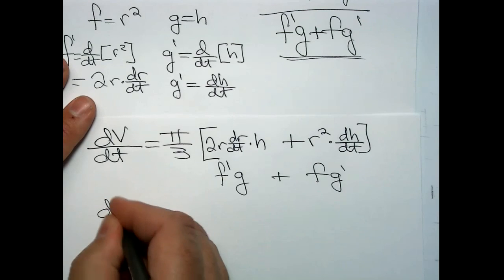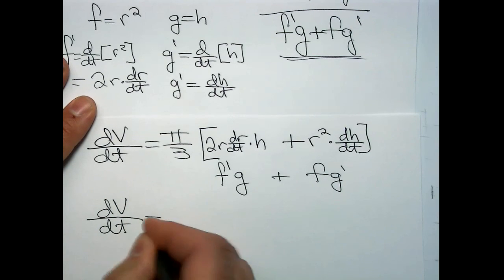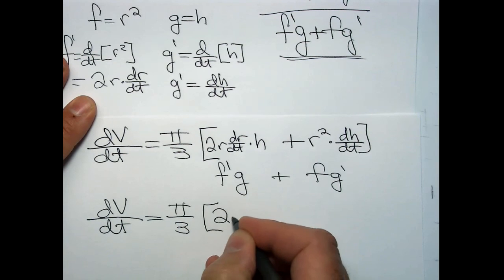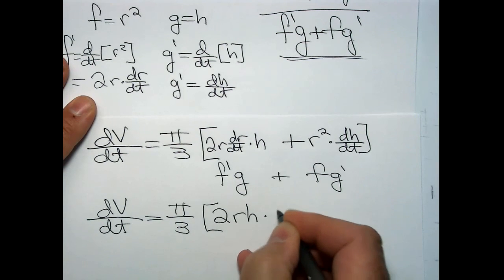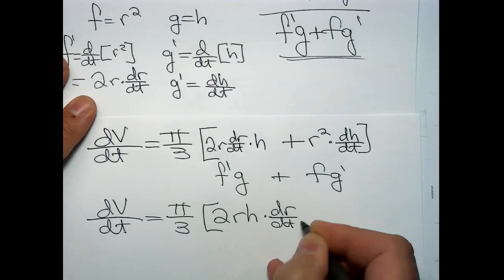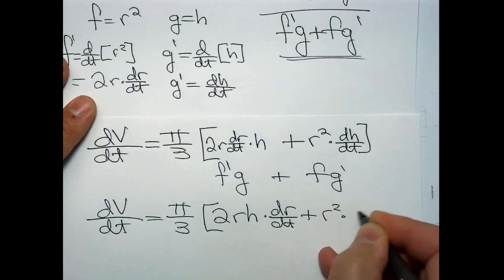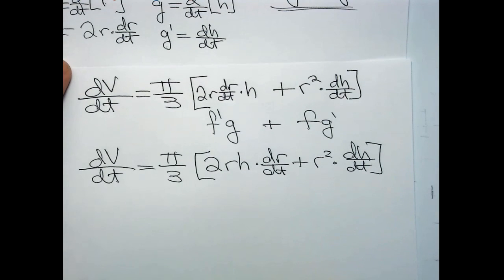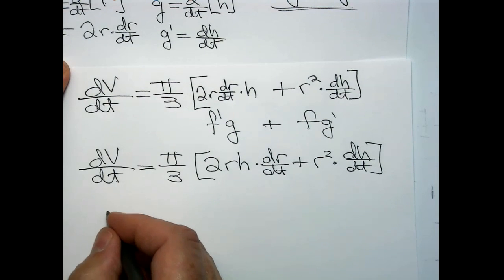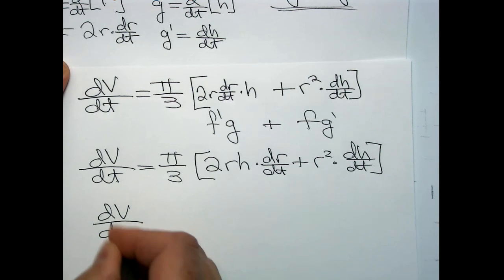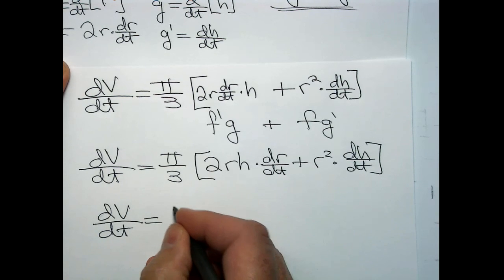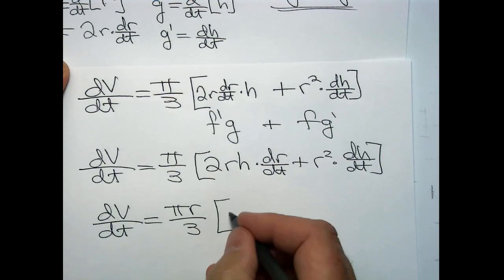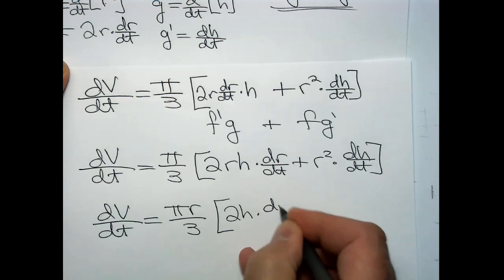Cleaning it up a little bit, we now know the way these rates or speeds are related to each other. Pi over 3, and this would be 2rh dr/dt plus r squared dh/dt. Very careful application of that product rule. I suppose you could do one more thing here. It's pi r over 3. You can factor out a common r there. It's one way to do it.